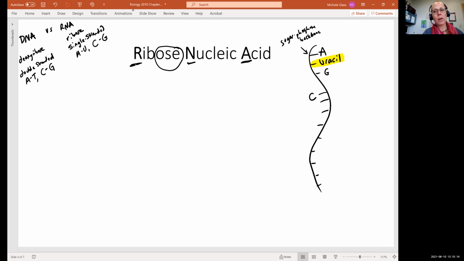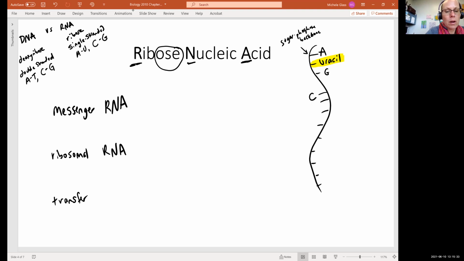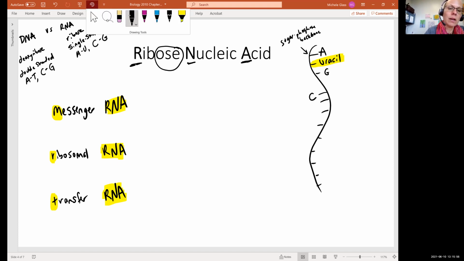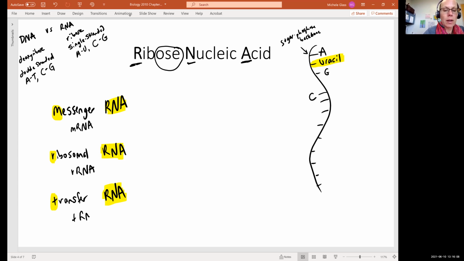When we talk about RNA, we're going to see there are 3 different types. So we're going to have what's called messenger RNA, we're going to have what's called ribosomal RNA, and we're going to have what's called transfer RNA. And what we'll see is we'll abbreviate messenger RNA with a little m and then RNA. And we'll use a little r and then capital RNA for ribosomal RNA. And we'll use a lowercase t and then a capital RNA for tRNA. Okay, so it'll look like lowercase m, capital RNA, lowercase r, capital RNA, lowercase t, capital RNA.